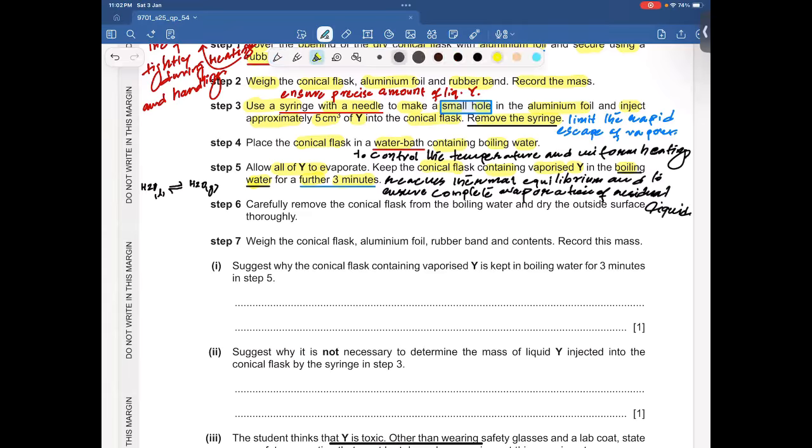Okay, carefully remove the conical flask from the boiling water and dry the outside surface thoroughly. Two points again. Carefully remove the conical flask. Why do we need careful adjustments here? To prevent splashing.